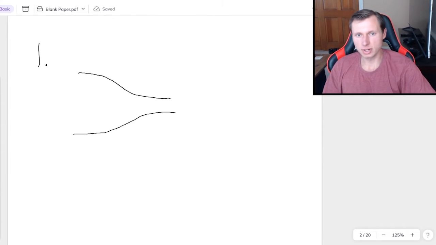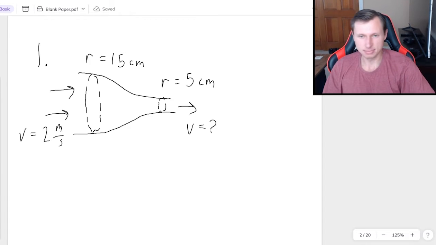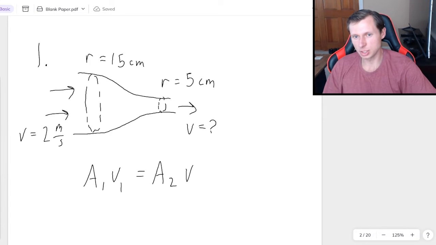For this first one, it's a very similar picture to what I just drew. I have a big section of tube flowing into a little section of tube. The radius of the big section is going to be 15 centimeters, and it's going to be flowing into a size a third as big, 5 centimeters. And if the velocity at this end of the tube is 2 meters per second, I want to know the velocity at this end. So this isn't bad at all. We're literally just going to use the formula I just said. A1 V1 equals A2 V2.